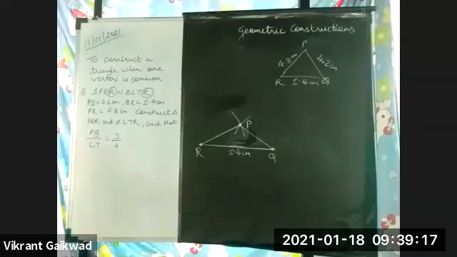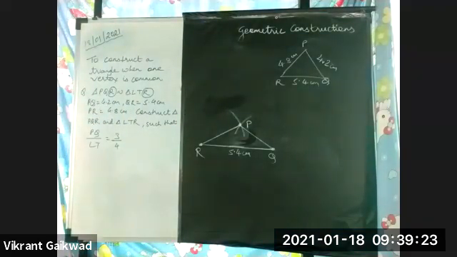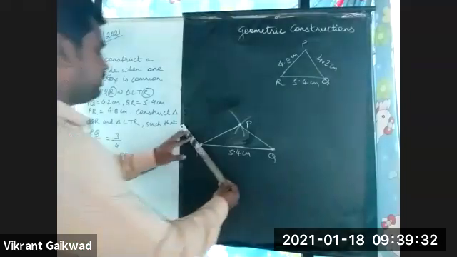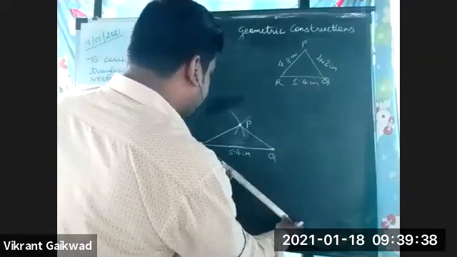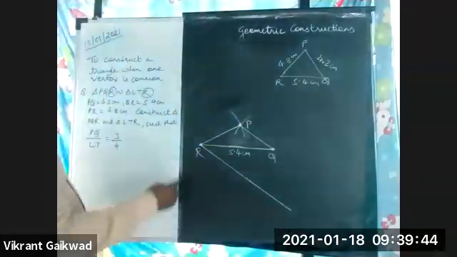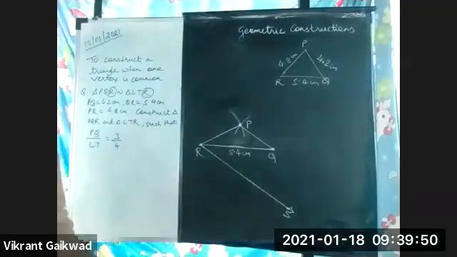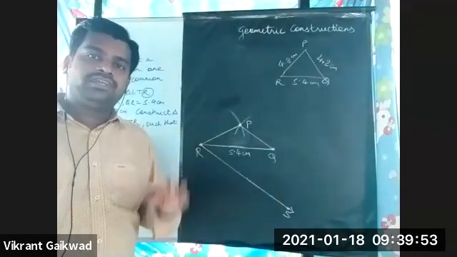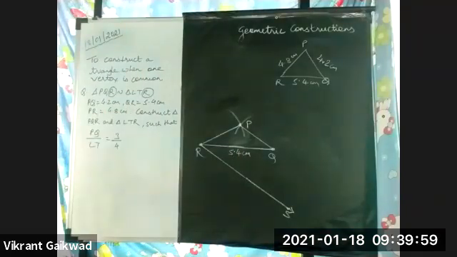Now to draw triangle LTR, I'm going to take a ray RS. I'll draw ray RS, which is going to make an acute angle with side RQ. Is this clear till here?